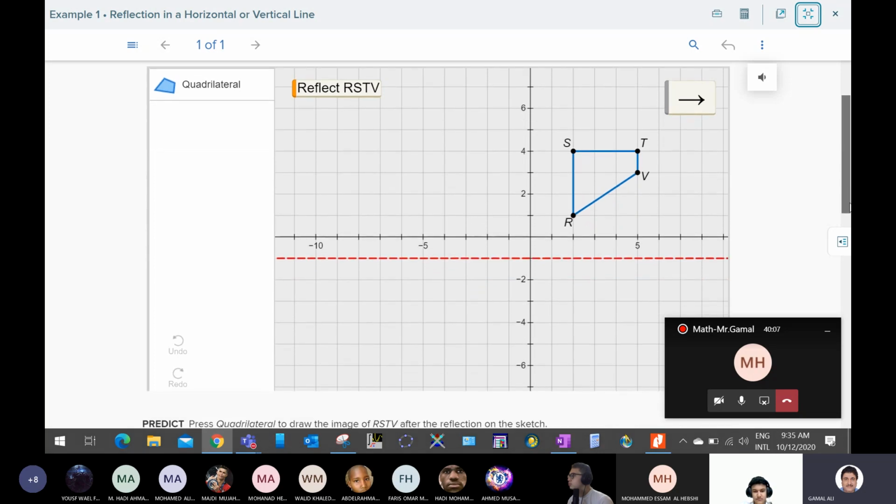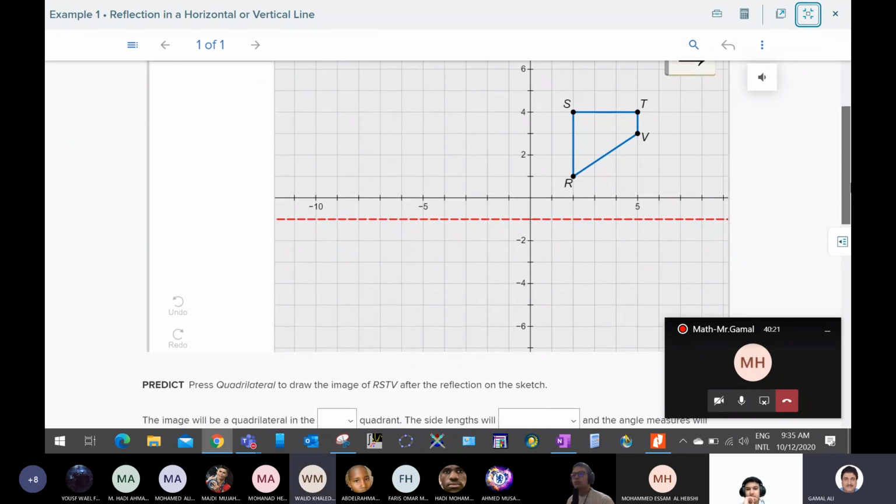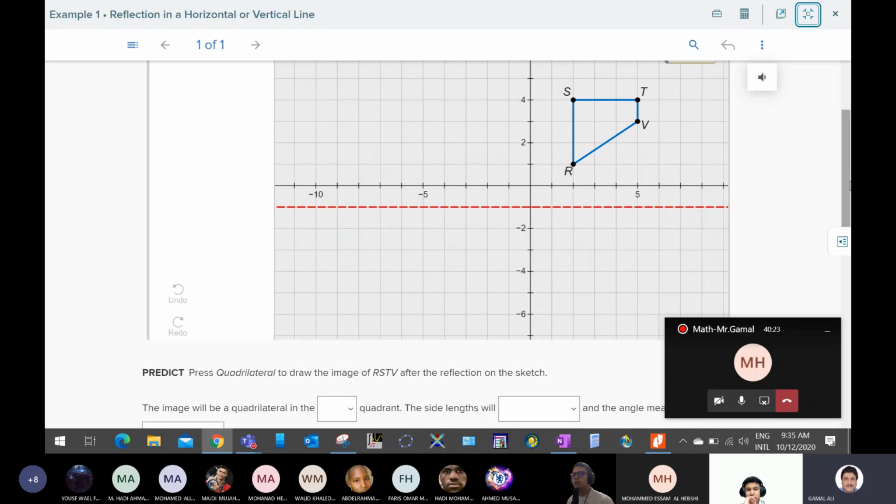Look at where y equals -1, guys. This line, the dashed line. How can I find the reflection? Can you see the screen, guys, or not? Yes, we can see it. Okay, how can you find the reflection, or the figure of the reflection?